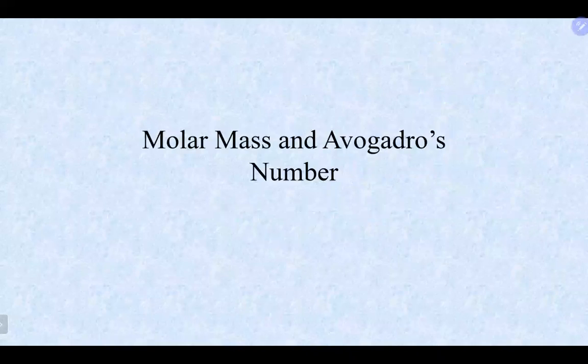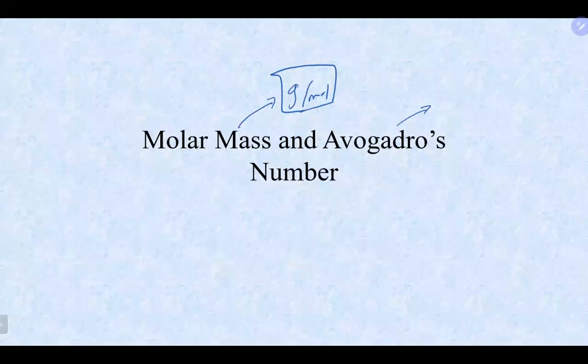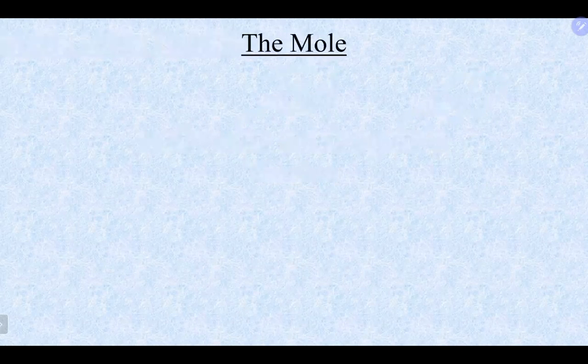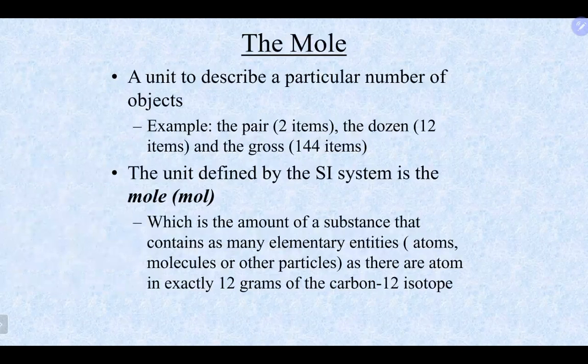So let's talk about the more useful way that we use these numbers off the periodic table, which is molar mass and Avogadro's number. So the molar mass, as we will talk about, has units of grams per mole. And Avogadro's number is a number that represents how much there is in a mole of something. So let's start off by talking about the mole. The mole, which is not the furry guy or anything like that, is a name that describes how much we have of an object.